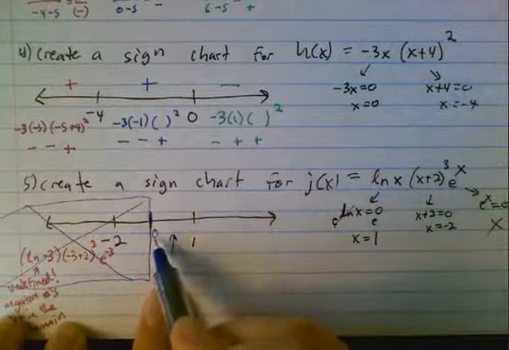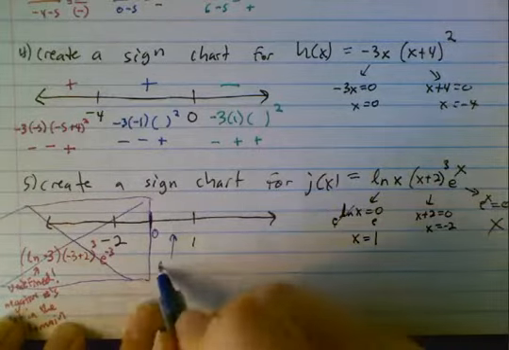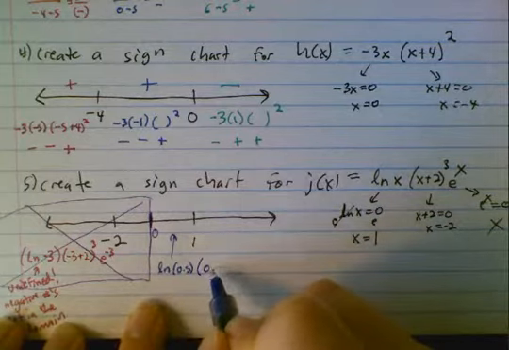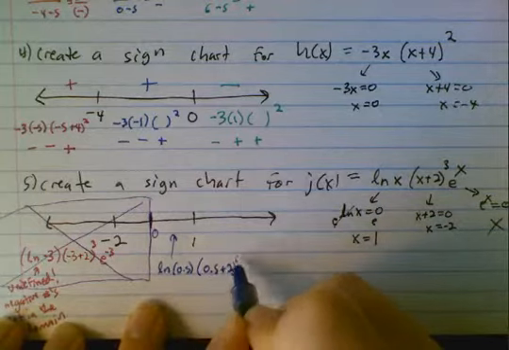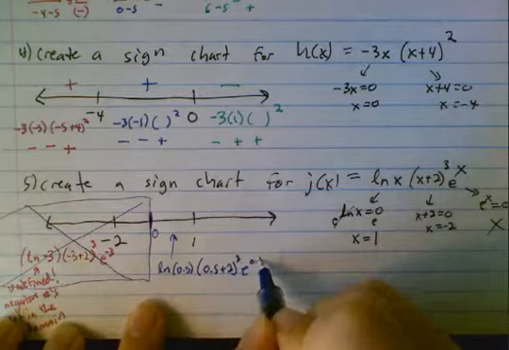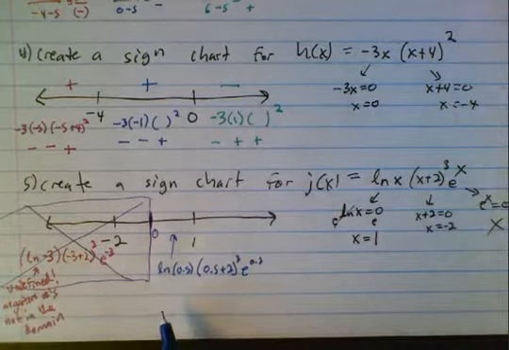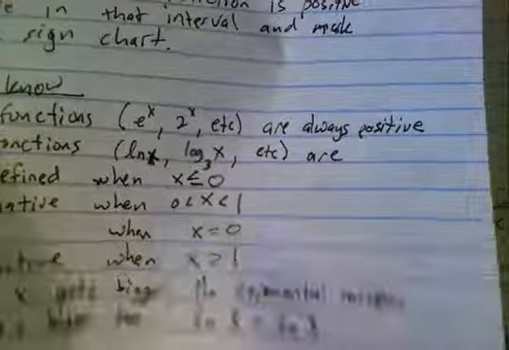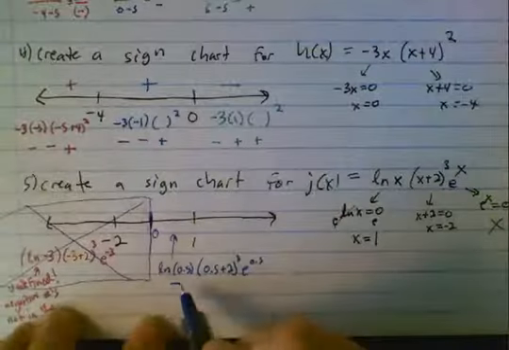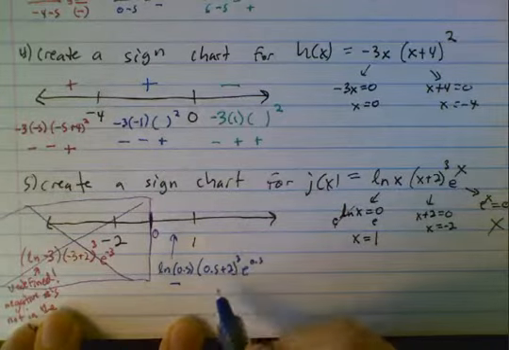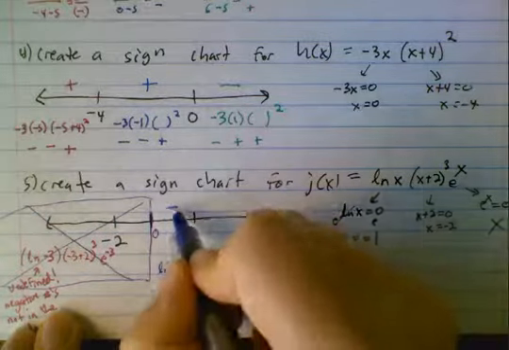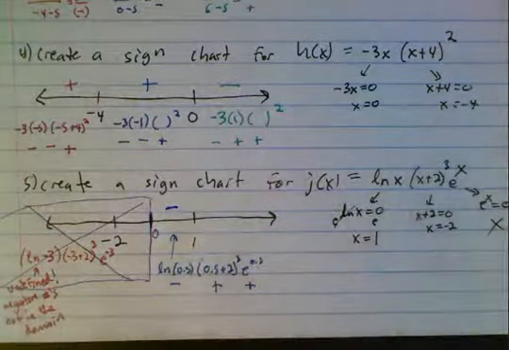So we're going to be working now between 0 and 1, so that's 0.5. So natural log of 0.5, 0.5 plus 2 cubed, e to the 0.5. Remember, if this number is between 0 and 1, natural log is negative. This is positive, a positive cubed is positive, and e to the whatever is always positive. So that's negative overall.